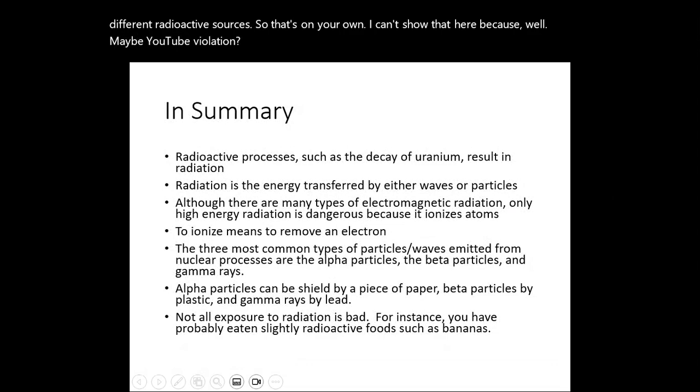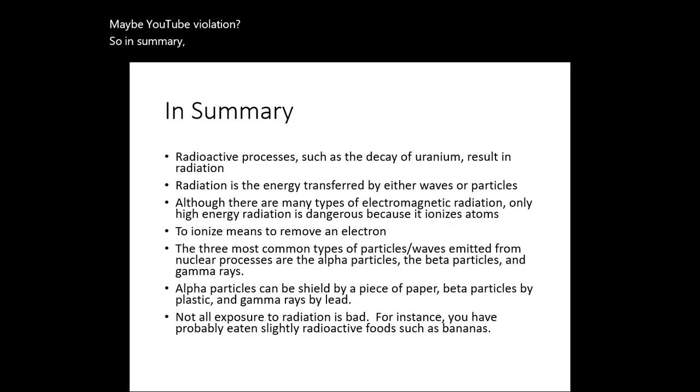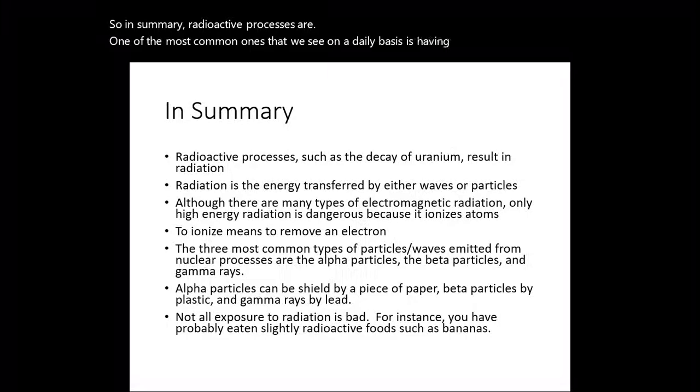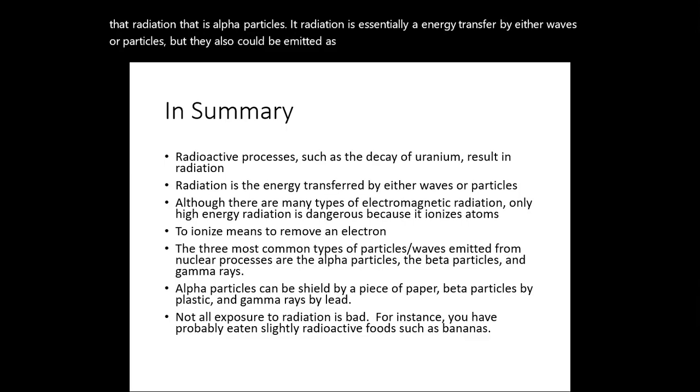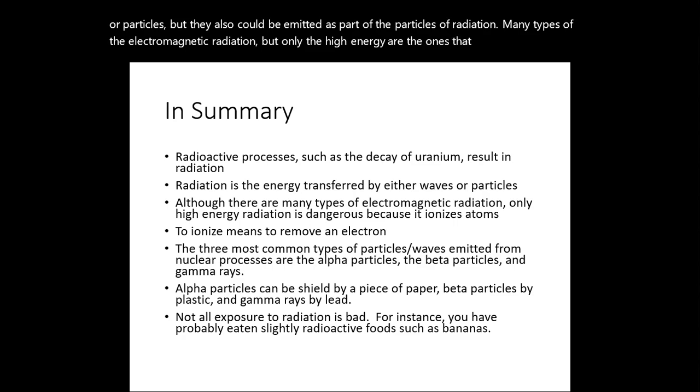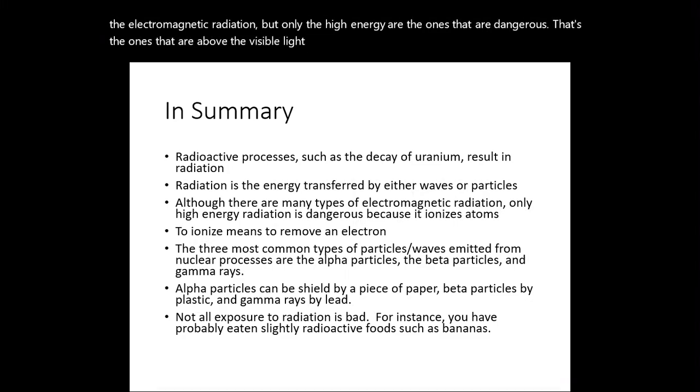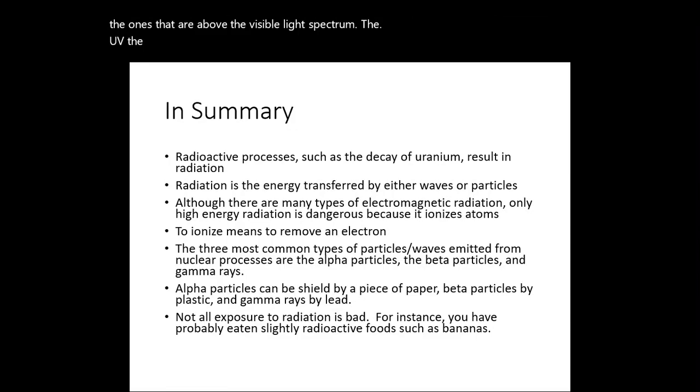So in summary, radioactive processes are spontaneous. One of the most common ones that we see on a daily basis is uranium decaying and giving off radiation, those alpha particles. Radiation is essentially an energy transfer by either waves or particles. There are many types of electromagnetic radiation, but only the high energy ones are dangerous. Those are the ones above the visible light spectrum: the UV, the X-rays, and the gamma rays.